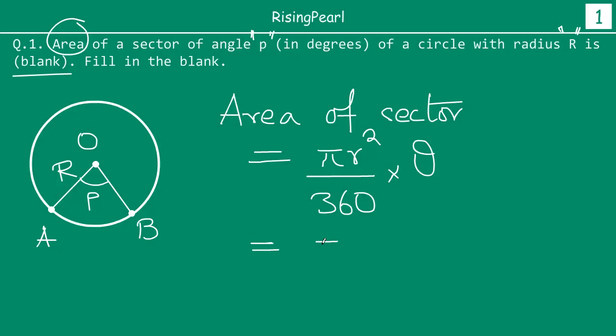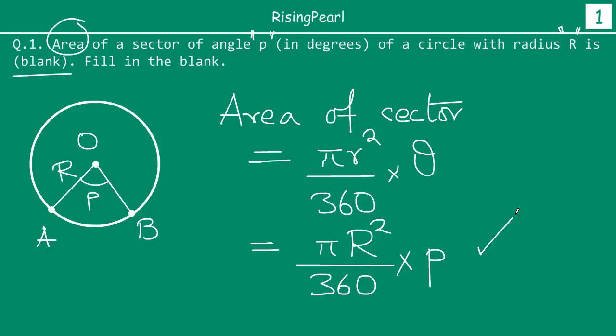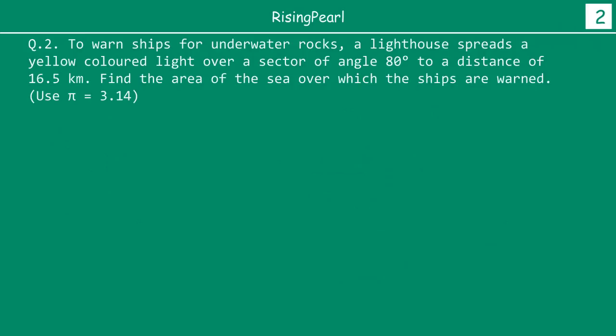So what we have is pi. Now the radius is uppercase R for us, so it will be pi R squared divided by 360 times lowercase P. This is the area of our sector, and this is going to be the answer to the question. You will think this is quite a straightforward question, and I'll agree. So why don't we take a look at something which is maybe a little bit more complex than this.